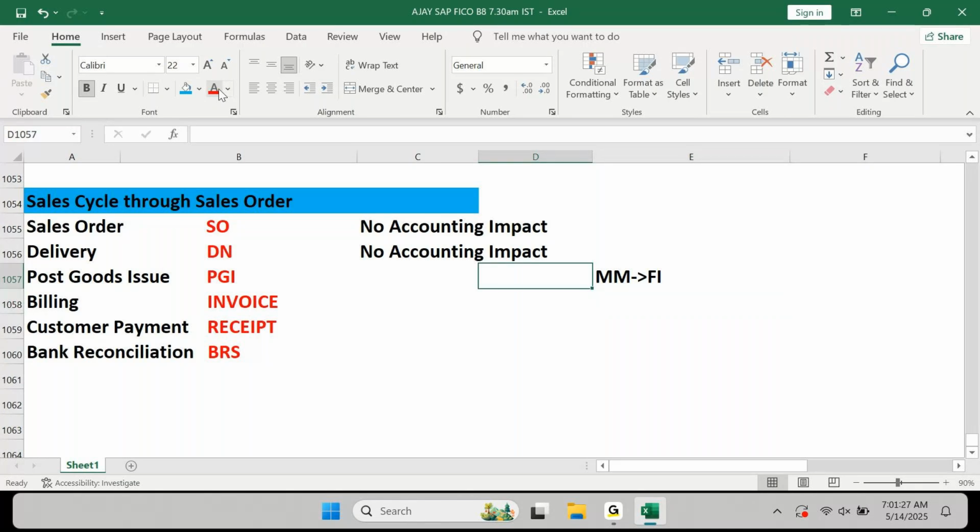Because I have to take out my material. Material is all maintained by MM, and MM will have to issue the material. Stock in or stock out? PGI means stock out. Stock out means stock is going out. Debit what comes in, credit what goes out. Stock is coming in, stock is going out. What's happening? Stock is going out. So the inventory account is credited.